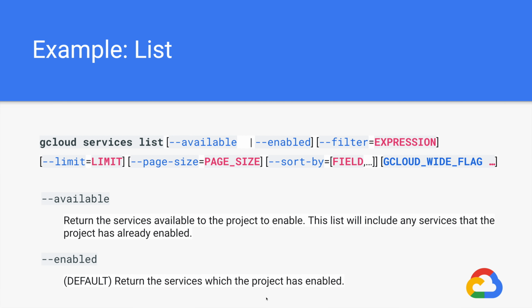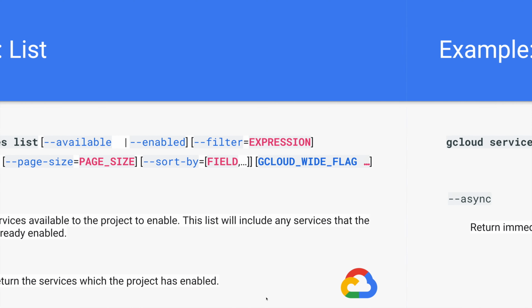Now let's see each command one by one. First we will see the list command. This is the basic syntax of list. We use the gcloud services list command to list out all the enabled services. And you can see there are two flags, available and enabled. The available flag returns all the services available for that particular project, and it will also include services which are already enabled. We have other flags called filter, limit, sort-by, and so on.